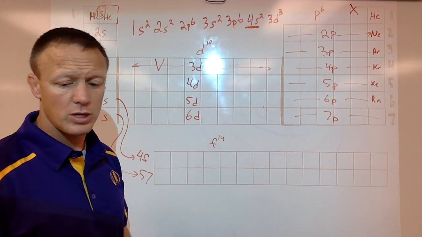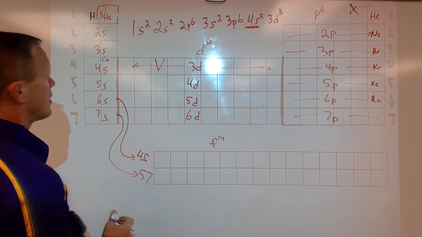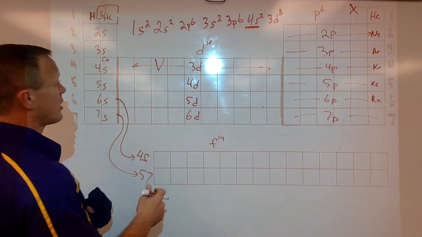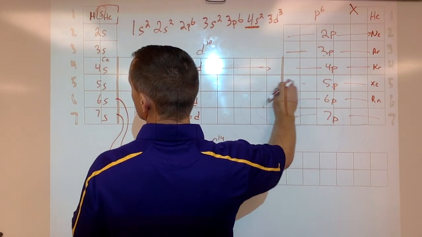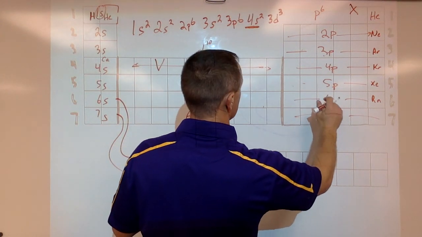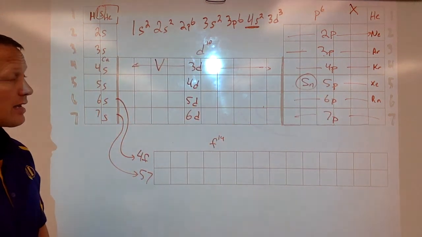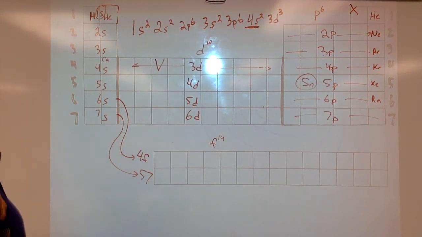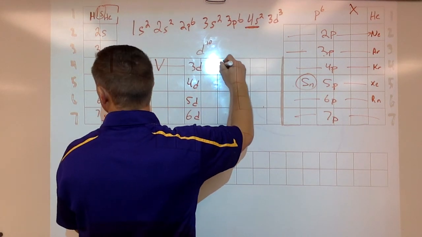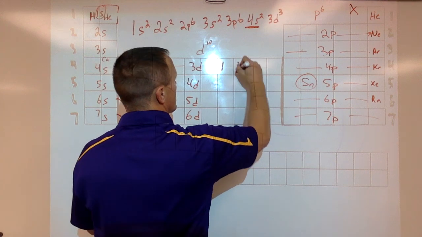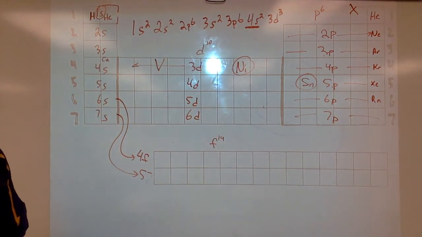I want you to do these elements. I want you to do tin. So write the configuration for tin, Sn. And nickel. Nickel right there. Okay, tin and nickel. Write those 2 configurations.